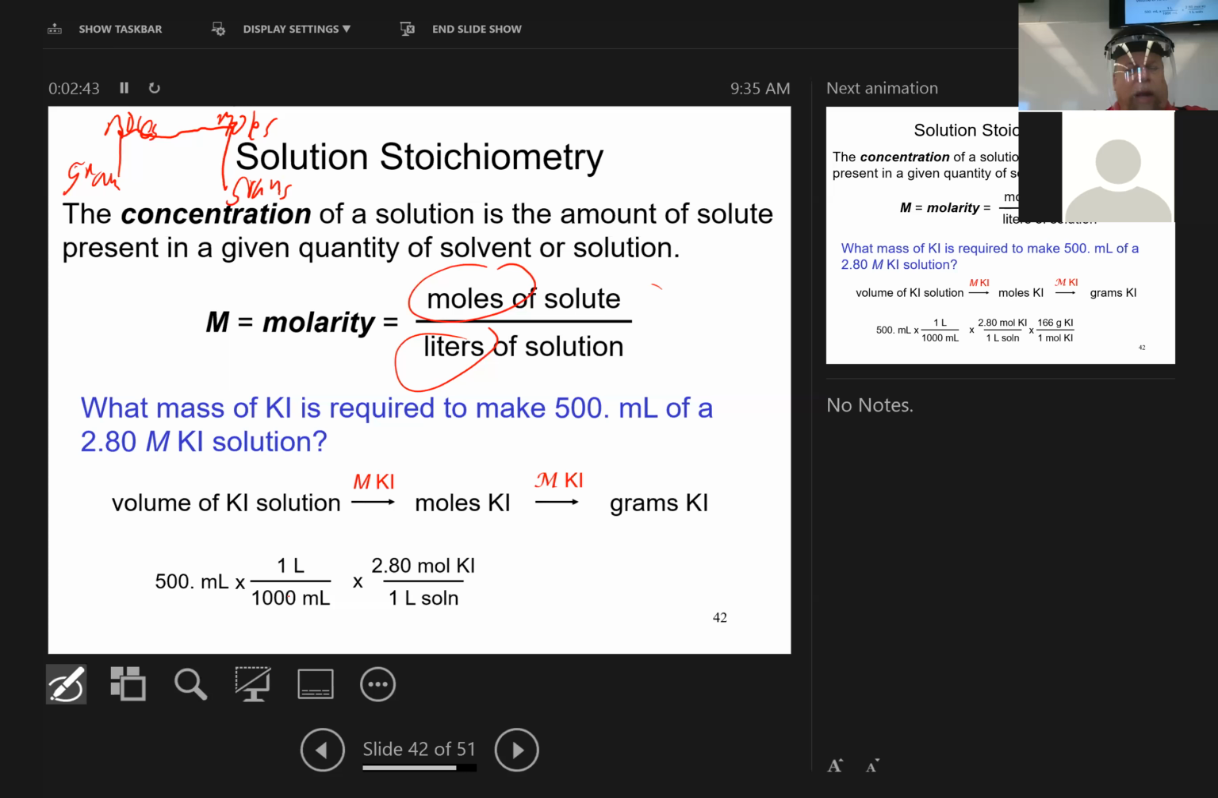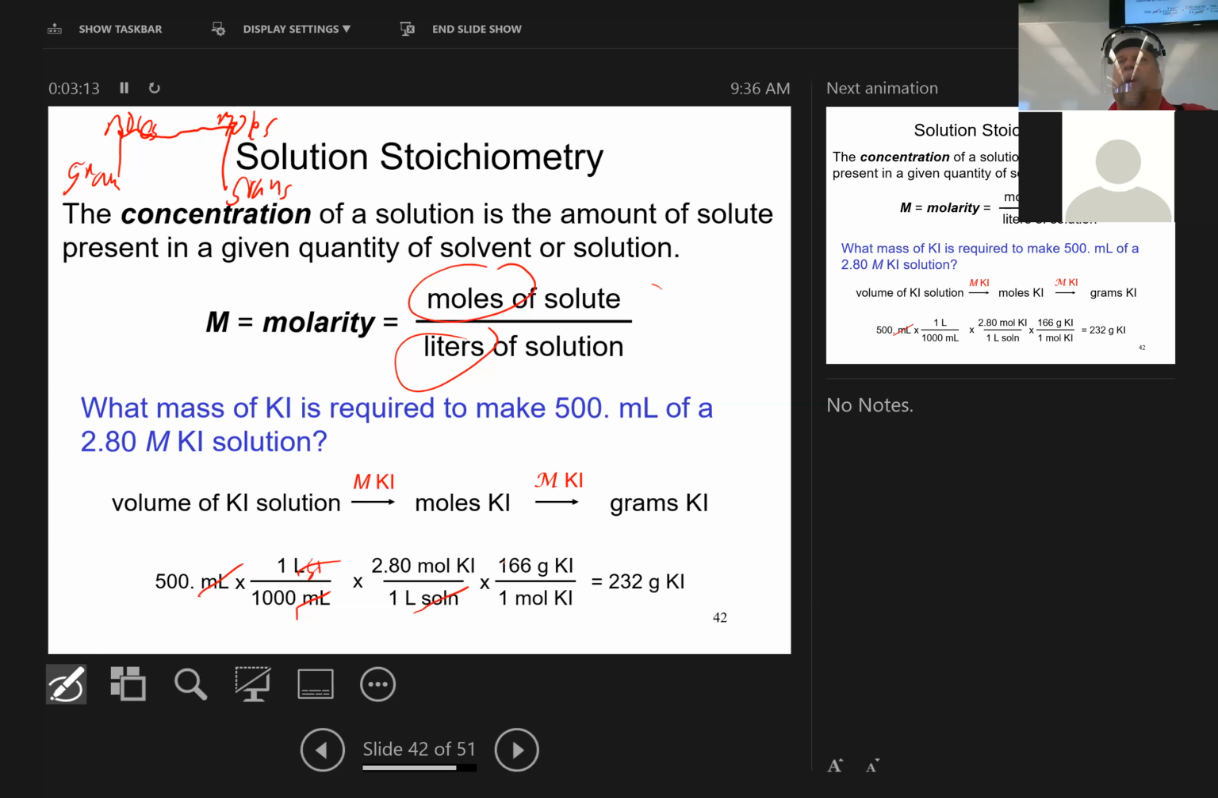So you have 2.8 there. What cancels? The milliliters cancel here, and then the liters of solution cancel here. So now you've got the amount of moles of KI that goes in there. You then convert it to grams. So basically, you would take 232 grams, and then you add it to 500 milliliters of water. That's how you make the solution.